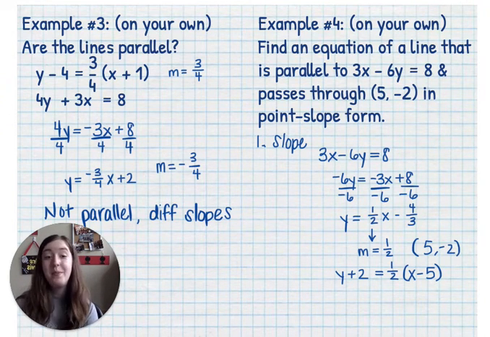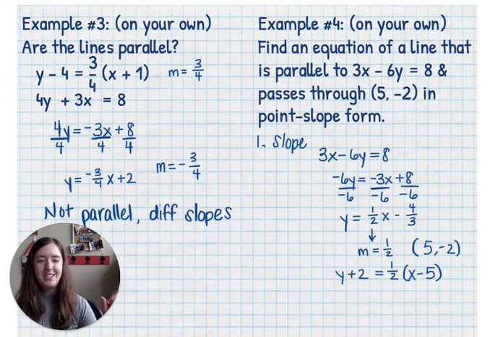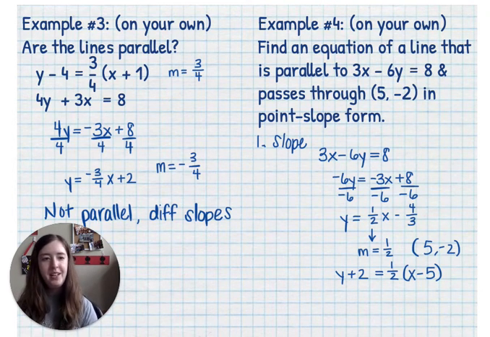And then hopefully on number 4, you got the same answer as me. Now we have to do the same thing that we just talked about. We have to solve for y to be able to find our slope. And the slope of this line ends up being 1/2. So we got that slope of 1/2. They told us to go through the point (5, -2), and we just have to pop in our numbers. So we end up with y + 2 = 1/2 (x - 5).